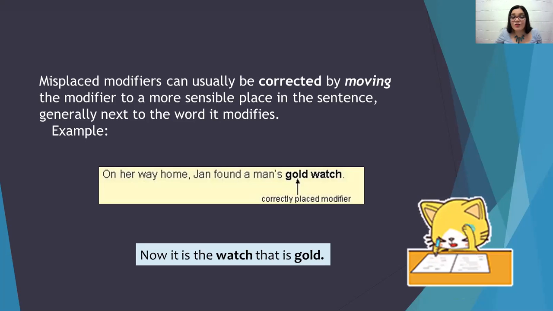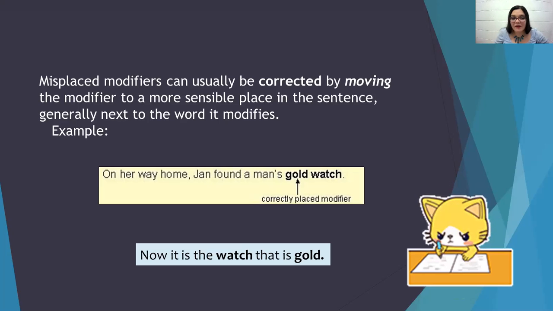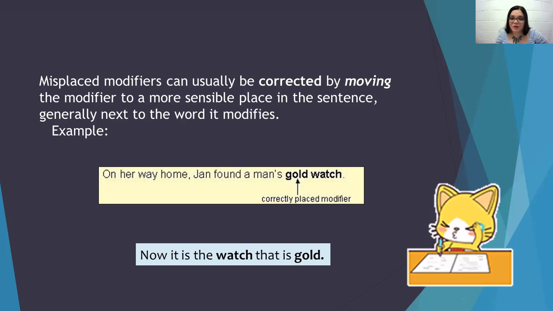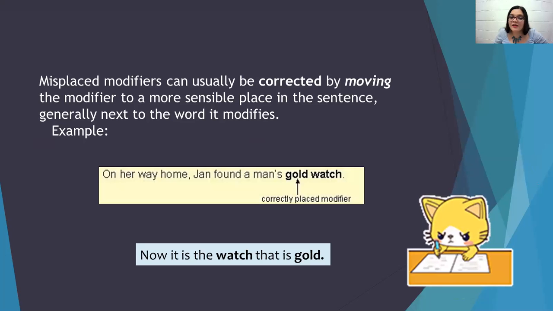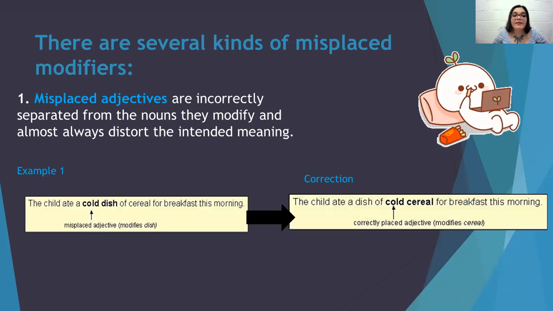Misplaced modifiers can usually be corrected by moving the modifier to a more sensible place in the sentence, generally next to the word it modifies. Example: On her way home, Jan found a man's gold watch. Now it is the watch that is made of gold and not the man. There are several kinds of misplaced modifiers. The first one that we can identify is misplaced adjectives. They are incorrectly separated from the nouns they modify and almost always distort the meaning of the sentence.